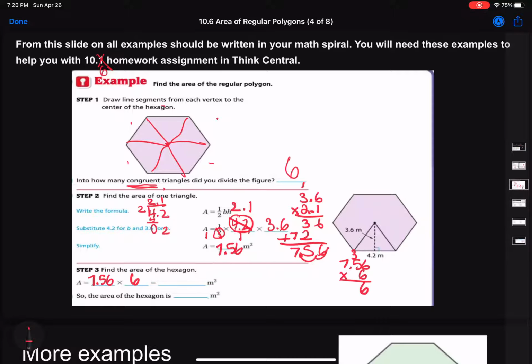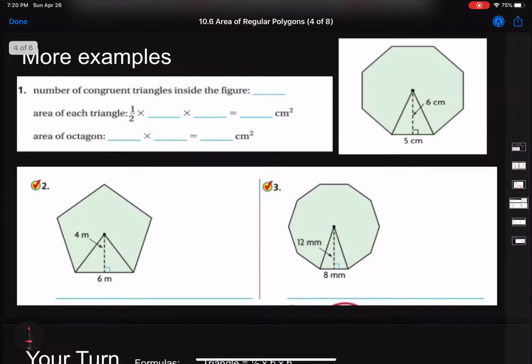So 6 times 6 is 36. 6 times 5 is 30. Plus 3 is 33. Carry that 3. 6 times 7 is 42. Plus 3 is 45. And then you have 2 numbers after the decimal, so you need to move your decimal 2 times. So your final answer is 45 and 36 hundredths meters squared. And there you go. Okay, let's look at another one.